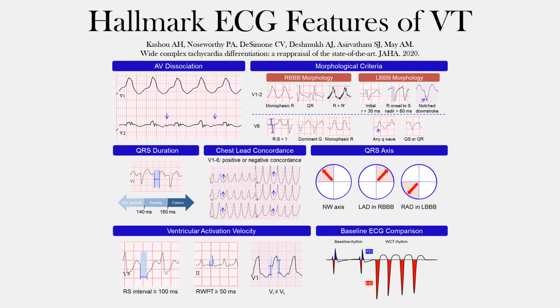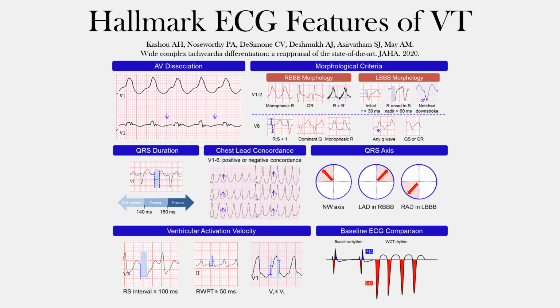They look at the relationship of the atrial and ventricular depolarization wave. In other words, the presence or absence of AV dissociation. They look at morphological configurations of the QRS complexes in specific leads. They look at the QRS duration of the wide complex tachycardia. They look for chest lead concordance. They look for the mean ventricular axis in the frontal plane, differences in the ventricular activation velocity, as well as variations between the wide complex tachycardia and the baseline EKG.